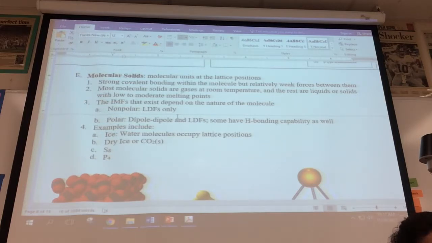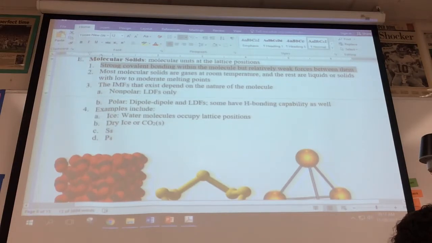It's really going to take it apart nicely for you. Molecular solids, this is when you have a molecule at the lattice position. These are going to be strong covalent bonds within the molecule, but weak IMFs between them. We've already talked about these. For example, nonpolar substances have LDFs only. Polar substances have dipole-to-dipole forces and LDFs, and some have hydrogen bonding capability. Ice would be an example that contains all 3 IMFs.